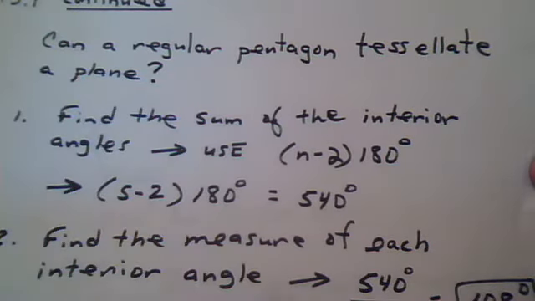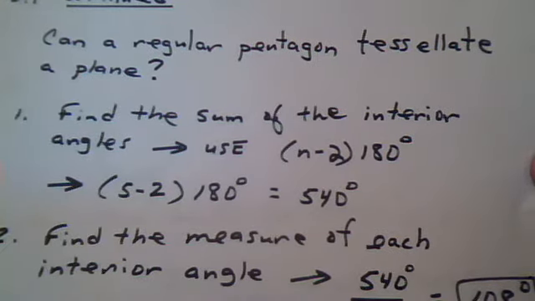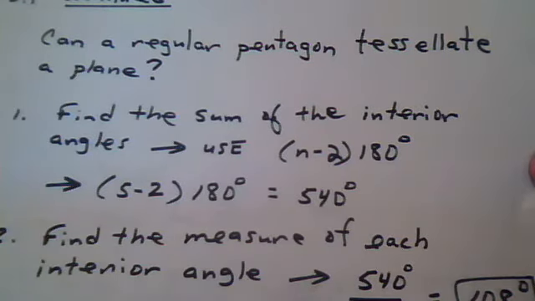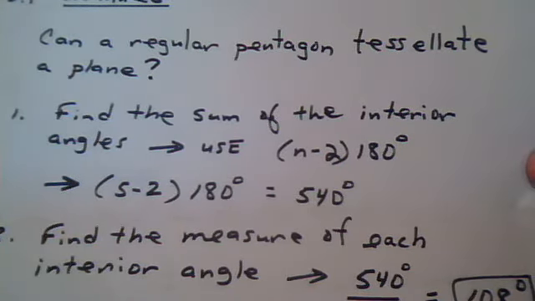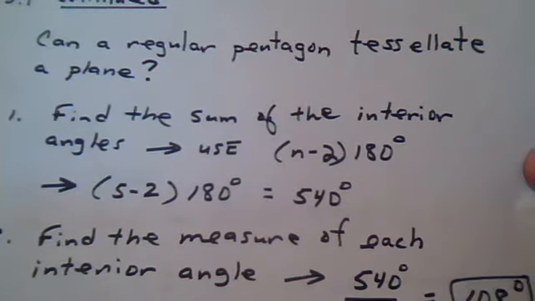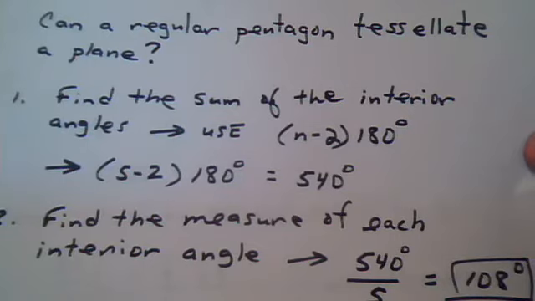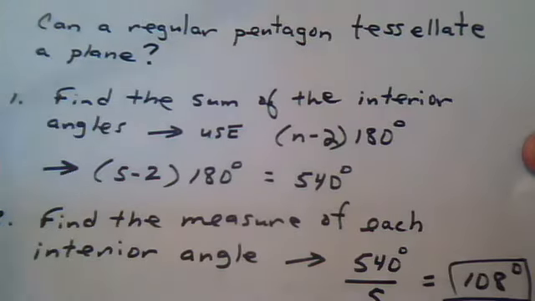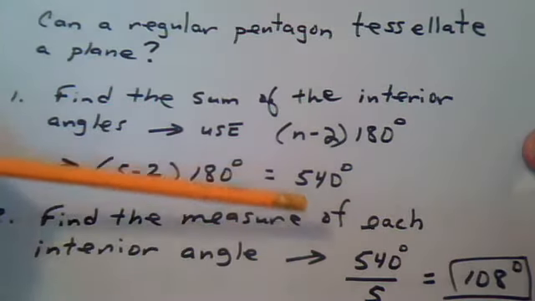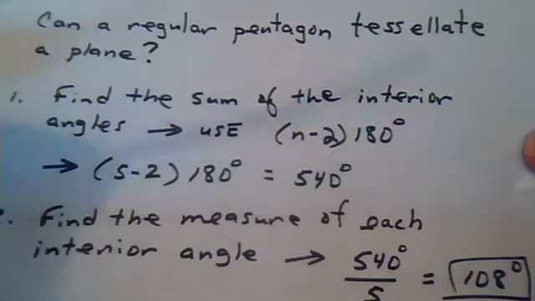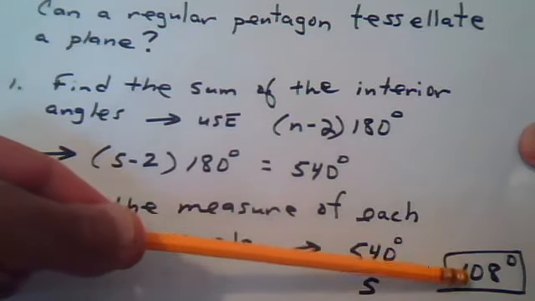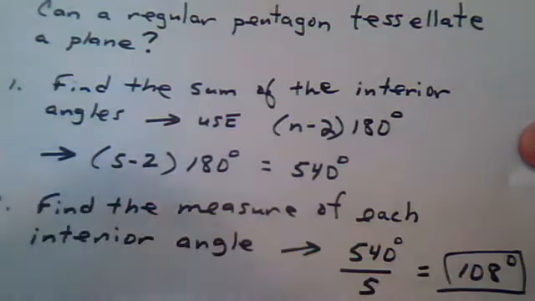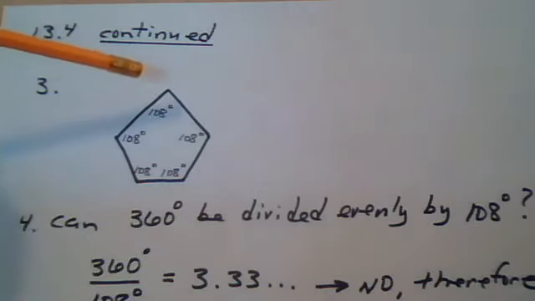In other words, take a regular pentagon, add the measure of the inside angles, the interior angles, and they should add up to 540 degrees. Now, since it's a regular pentagon, all the angles on the inside should be congruent to each other. So find the measure of each interior angle by dividing 540 degrees amongst 5 angles. This tells us that each of the interior angles is 108 degrees. So here's the regular pentagon, and each of the interior angles is 108 degrees.